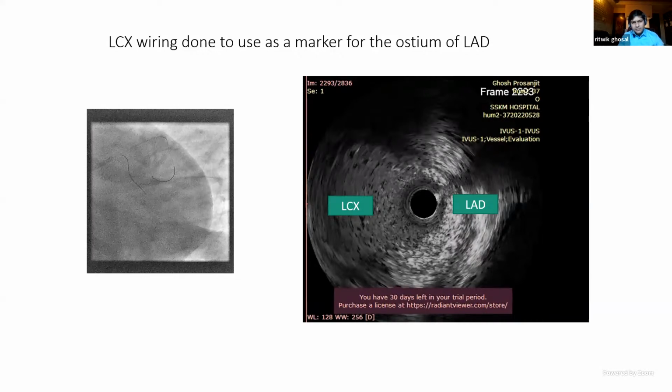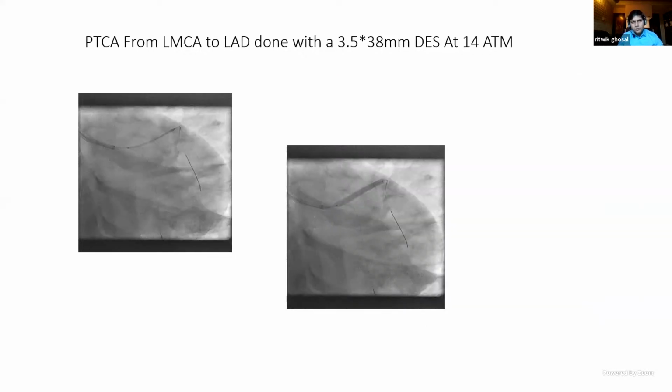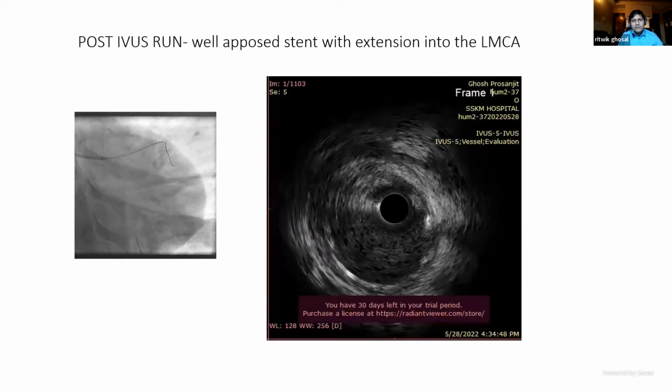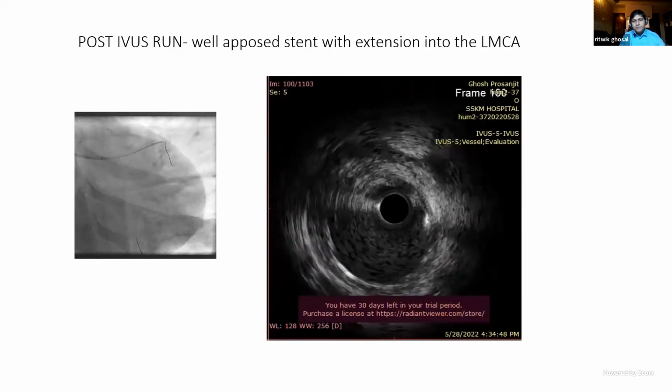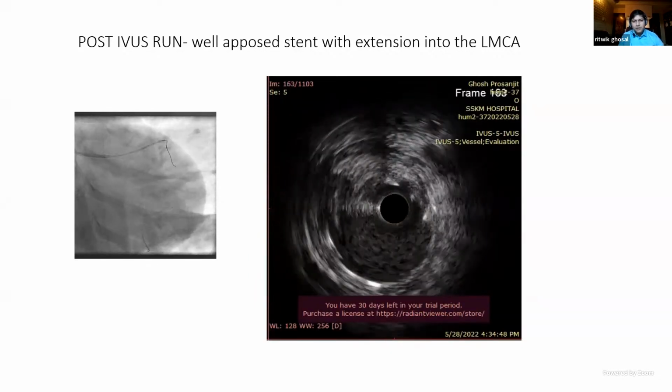After that, sir, we did the PTCA from LAD to LM. It's a 3.5 by 38 mm DES at 14 atmospheric pressure. The LCx ostium wire was the landmark, sir, for distal LM to LAD stenting. After that, we did the post-IVUS run to check the stent apposition. Here the stent is properly apposed, sir.